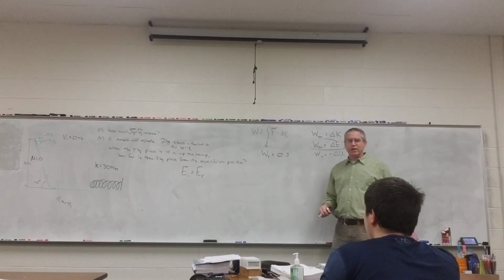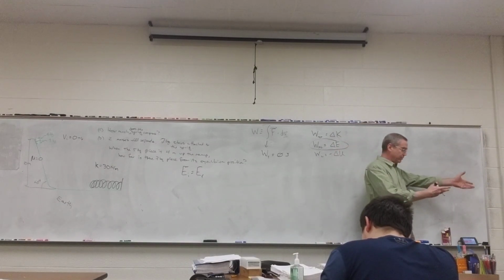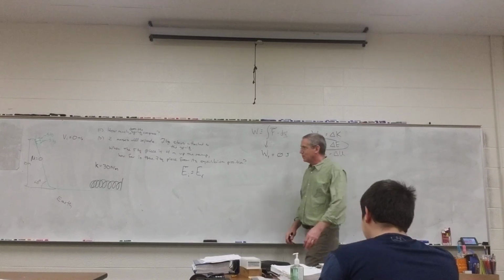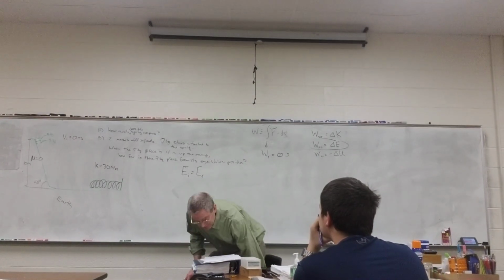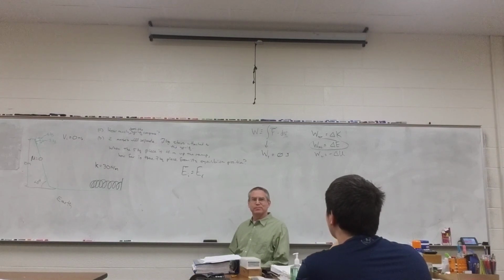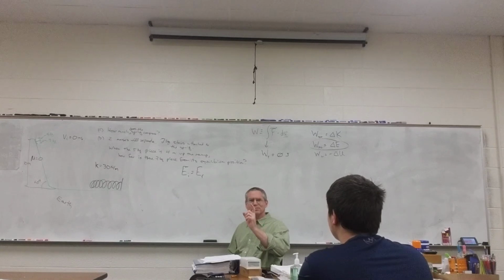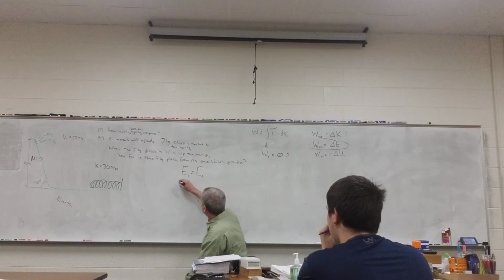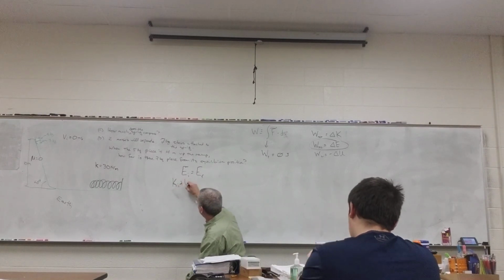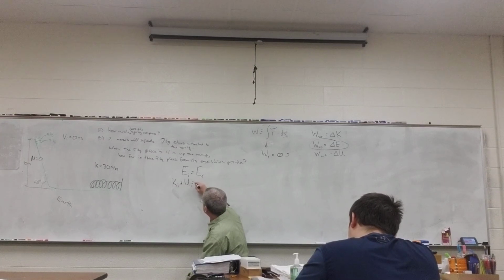We assume this thing is not spontaneously combusting on its way down the path. Therefore, what are the two types of energy we care about here? Potential and kinetic. All right, so we have K initial plus U initial equals K final plus U final.